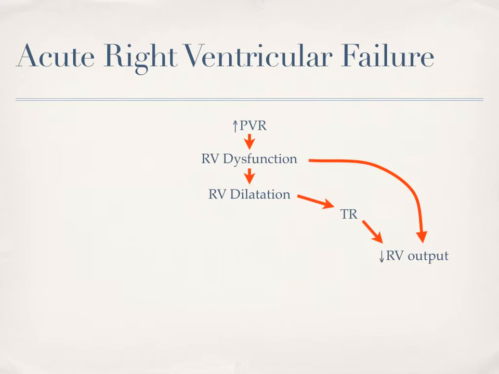The right ventricular dysfunction in and of itself decreases the right ventricular output, and also the right ventricular dilatation will cause some dilatation of the tricuspid valve area. That will cause some functional tricuspid regurg, and then when the right ventricle contracts, some of the blood is going to regurgitate, and not all of the stroke volume is going to go forward. So that's also going to decrease the right ventricular output.